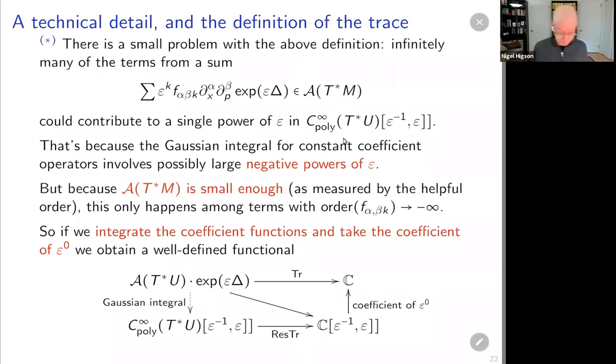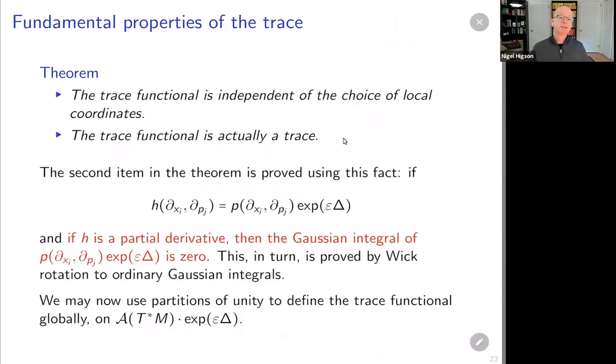And overall, this is well defined, even though this first Gaussian integral step doesn't quite make sense. But as long as you then apply the residue trace, everything is fine. And remarkably, this trace is independent of the choice of local coordinates, which were steeped in its construction. Secondly, the trace is a trace. I mean, that's good news. It's a trace on this bimodule that we've been discussing.